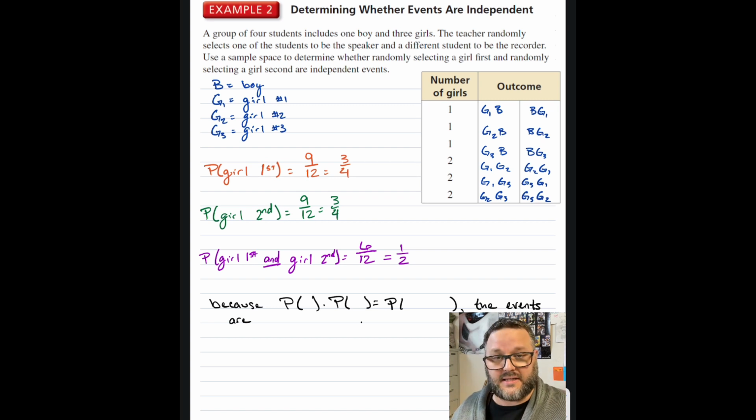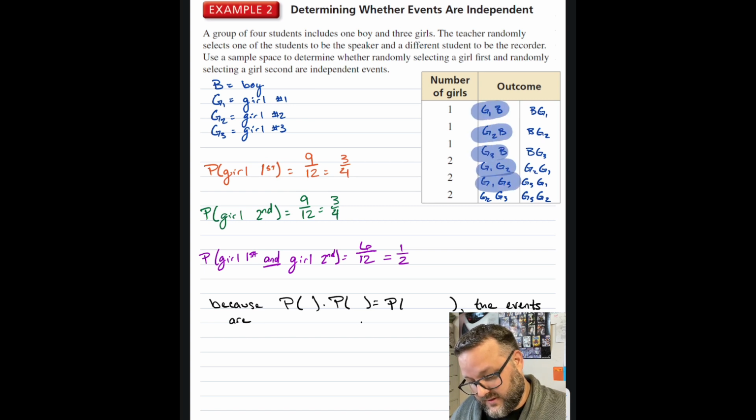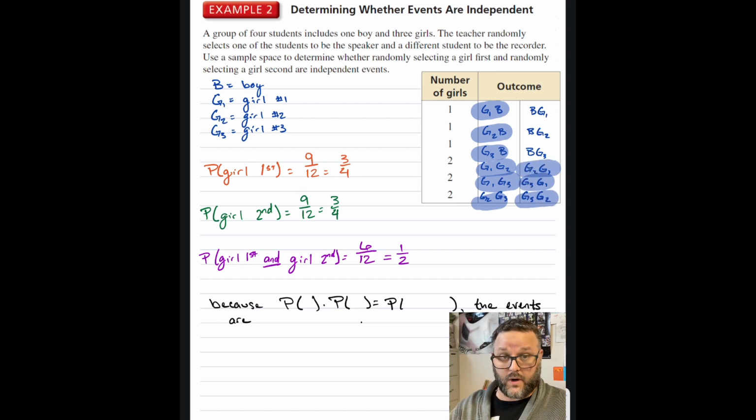So anywhere I see G before B, it doesn't matter if it's G1, G2, or G3. That just means girl 1, girl 2, girl 3. They don't have names. We just know that they're girls. And the girl 1, girl 2, girl 3 are being chosen. Well, where G is first is 1, 2, 3, 4, 5, 6, 7, 8, and 9. The other 3 times the boy was randomly chosen first, so those don't count.